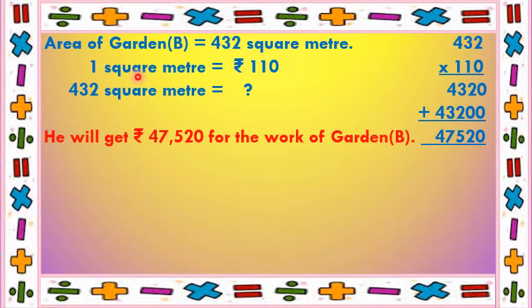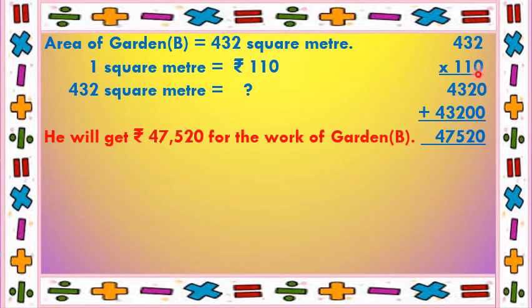Children, we have also found the area of Garden B. It is 432 square meters. For Garden B, Karunya has charged rupees 110 for 1 square meter. So for 432 square meters, how much amount will he get? Using cross multiply and divide, we will multiply 432 with 110.